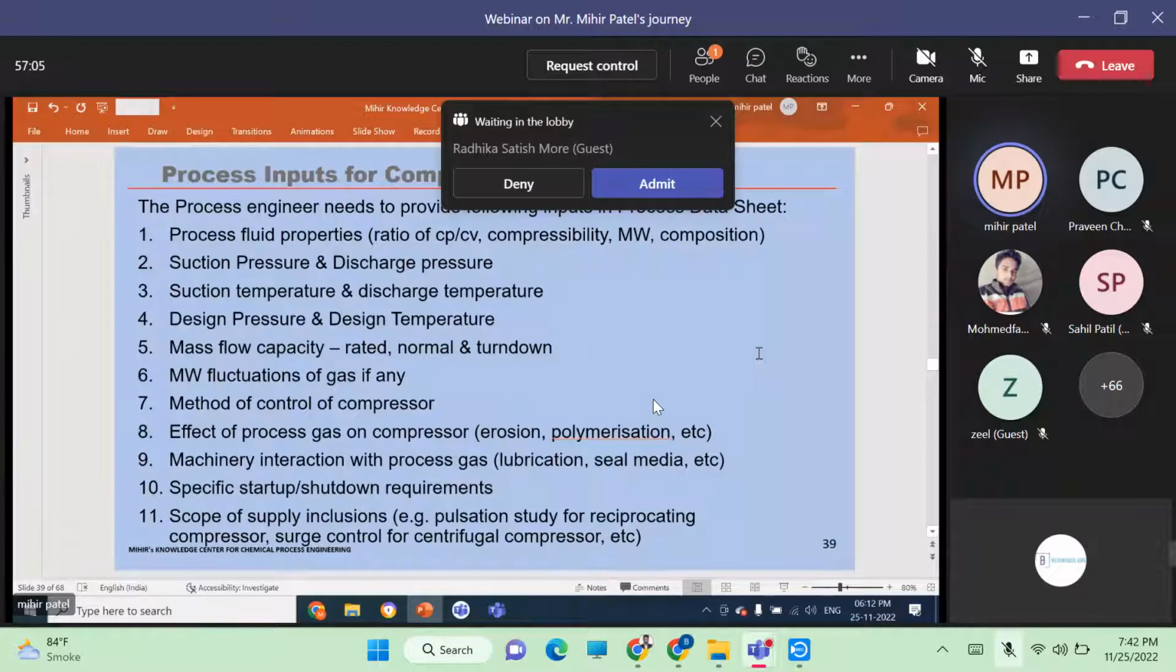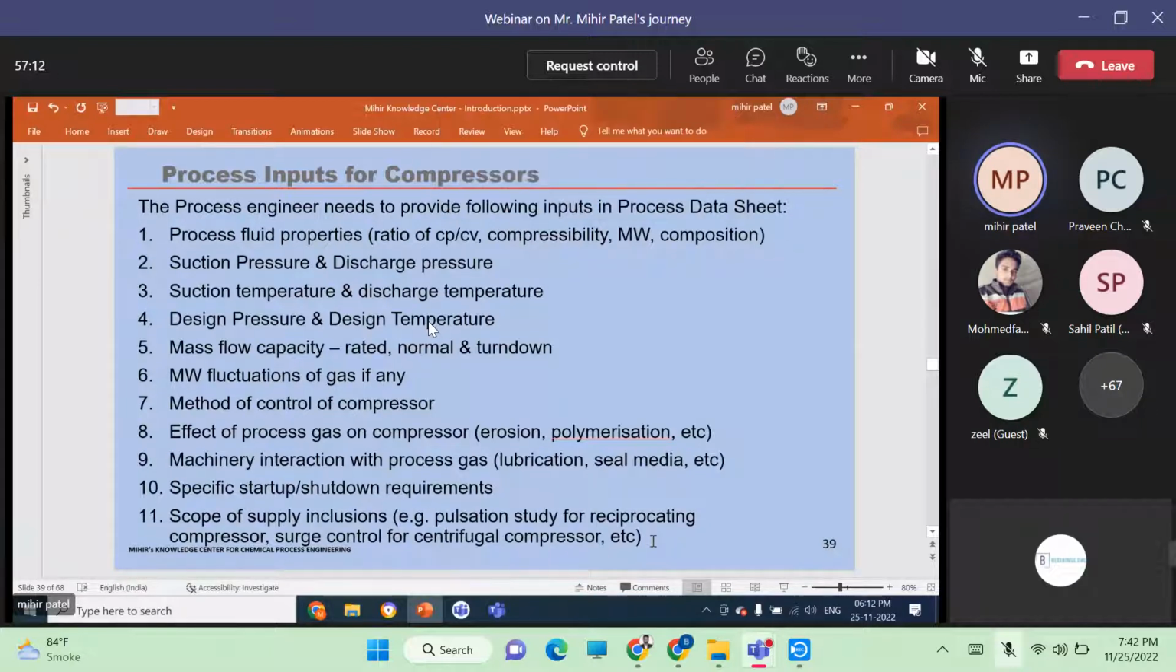Process inputs for compressors. Process engineer needs to provide following inputs basically. It is in a process data sheet basically. The process data sheet will contain all these inputs as can be seen.